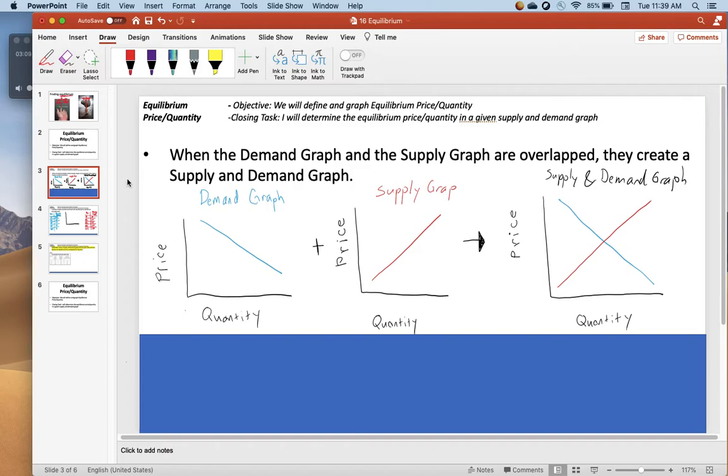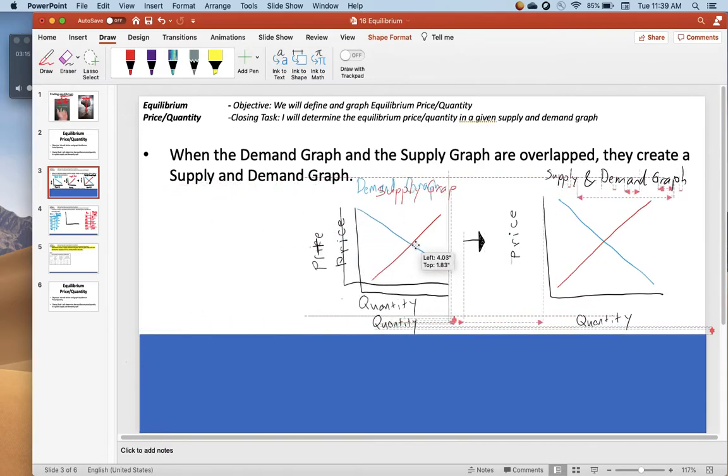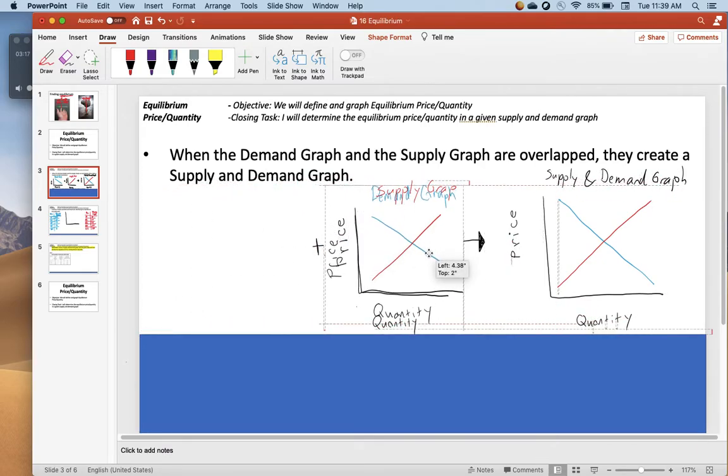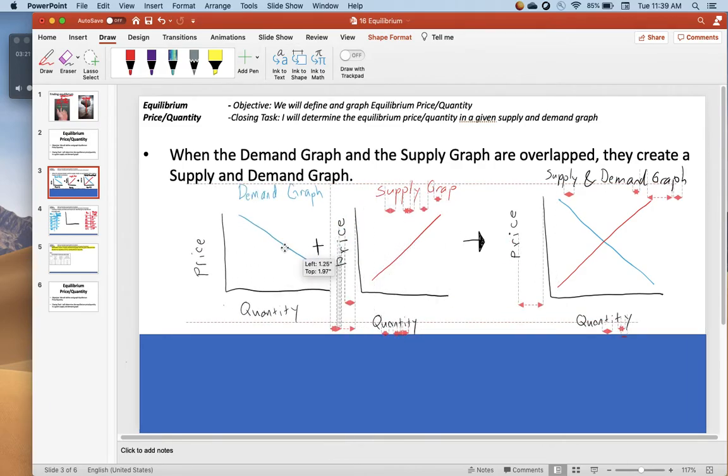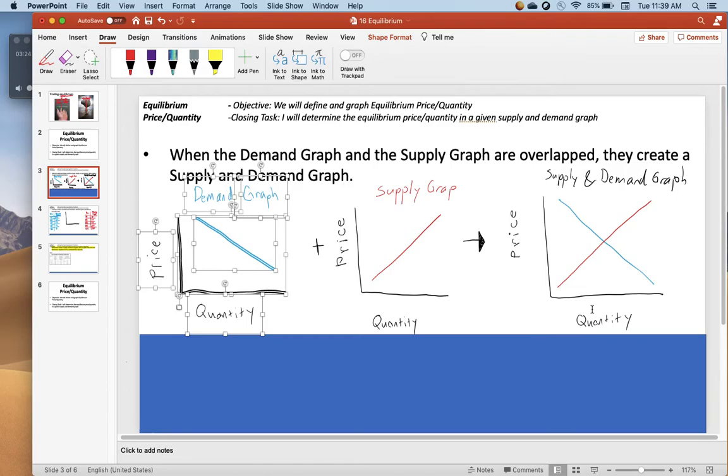To kind of visually see this, I'll try to overlap these as best as I can. I'm getting my demand graph and I'm just overlapping it with my supply graph. And you can see how it kind of creates that little X, there's a crossing point there. Okay, so that's what we're creating here on the right. We're just overlapping the graphs and we're creating a supply and demand graph.